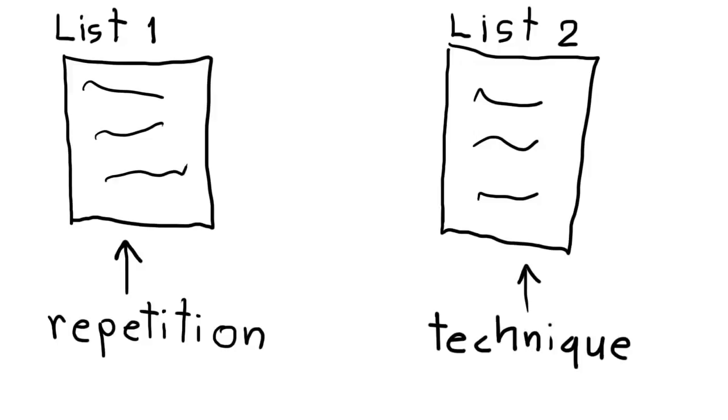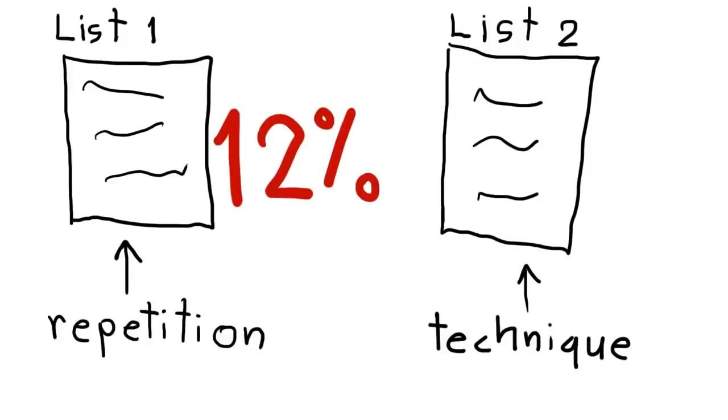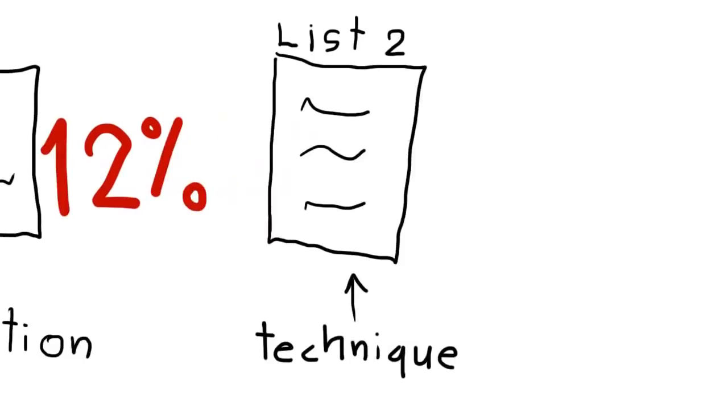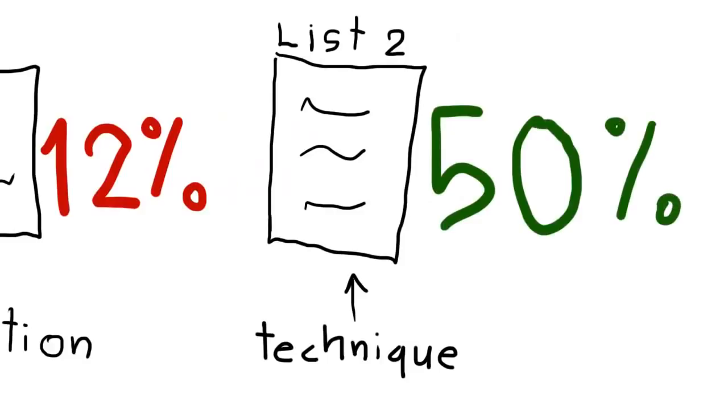The next day, I tried to recall the meanings of the words in both lists. For the first list, I was able to recall only 12%. But for the second list, I recalled as much as 50%. This is pretty impressive considering the fact that I spent only 1 minute memorizing each word.